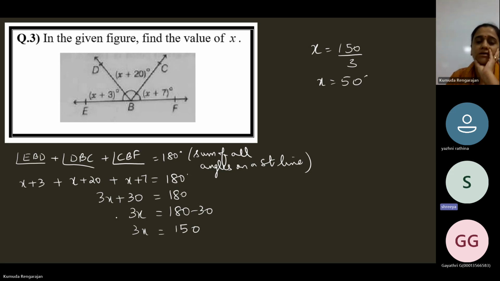Okay, ma'am. Thank you. If you have to find the angles, that will be mentioned in the question: find x and hence all the angles. Here it is only to find x, so find x and stop there. If the question says find the angles, then you have to proceed to find the angles x plus 3, x plus 20, and x plus 7. But here it's only find x, so find x and that's it.